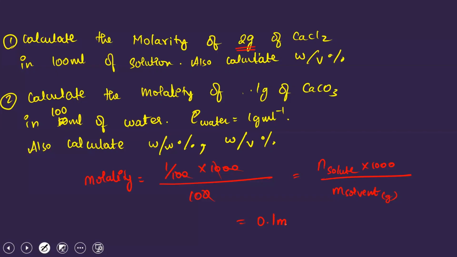What is the next part? I have asked you to calculate weight by weight percentage and weight by volume percentage. Clear? Weight by weight percentage is very simple. Weight of solute is 1 gram. Weight of solution is 101. Weight of solvent is 100 gram. So answer should be, if it is 1 by 100, what? 0.01. But it is 1 by 101.